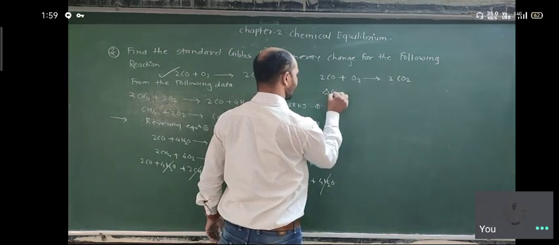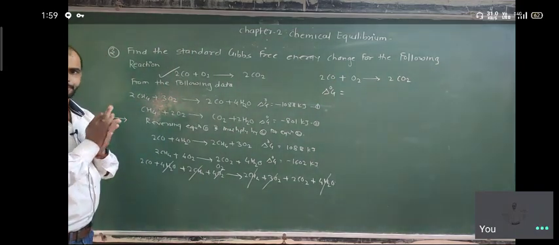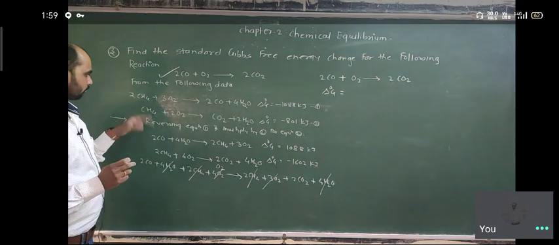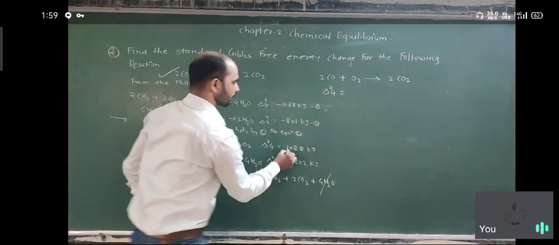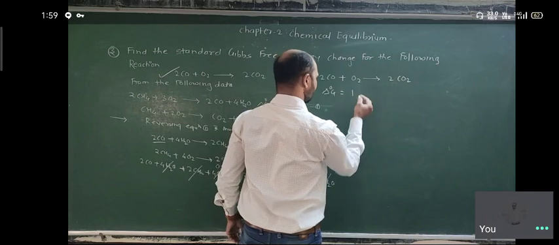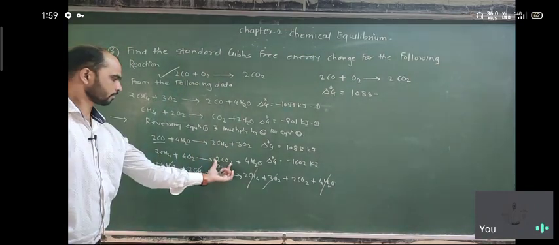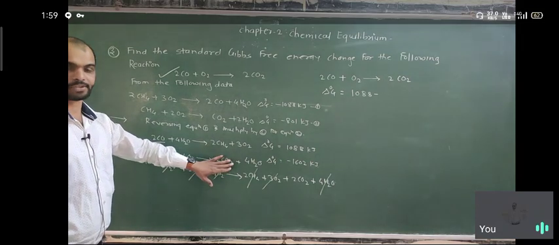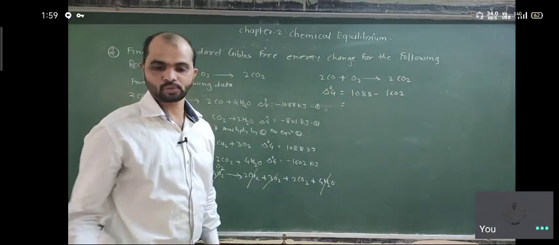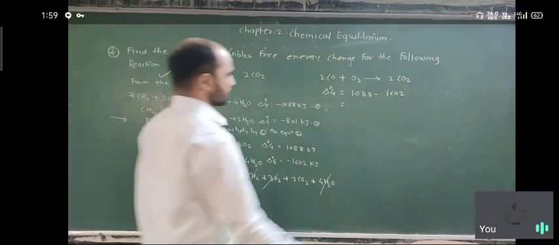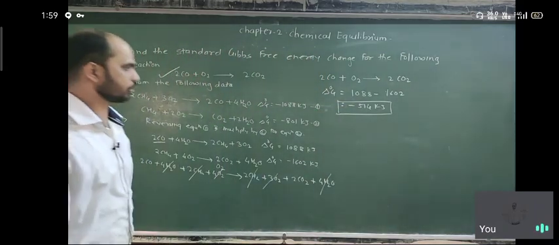So delta G, standard free energy, is equal to the CO plus O2 part, which comes from this equation, with its value taken as minus 1088, and the CO2 value obtained from this second equation, minus 1602. So the answer is minus 514 kilojoule.